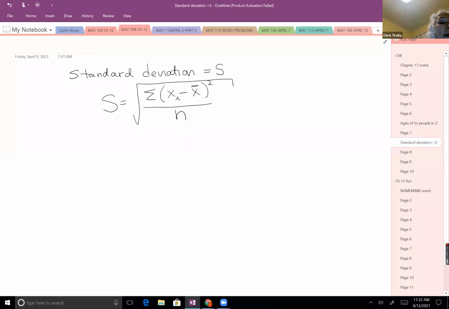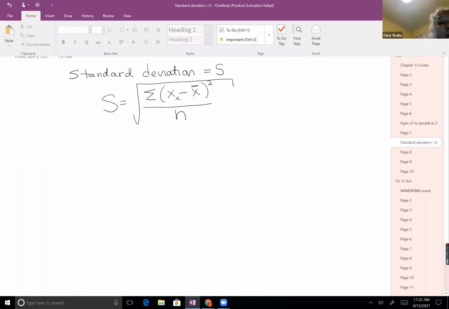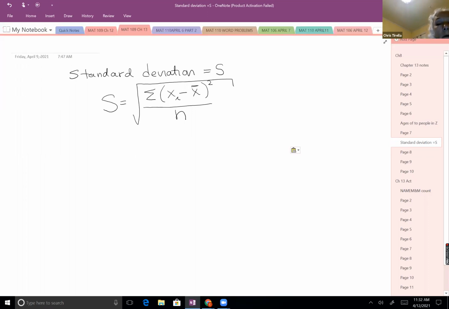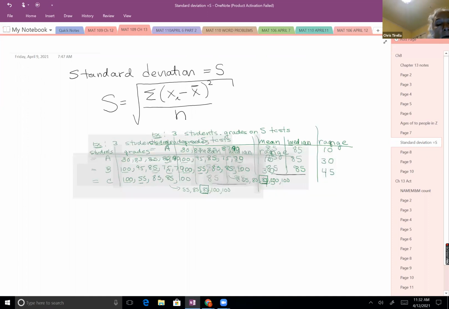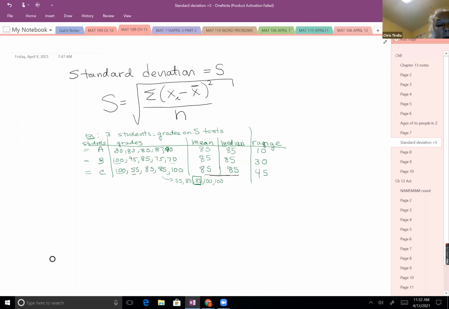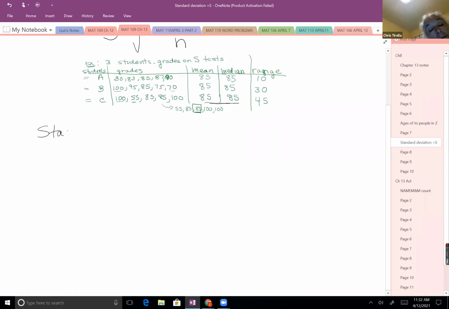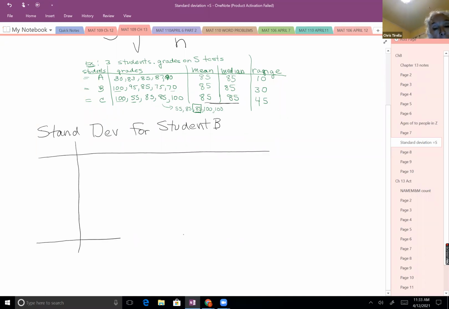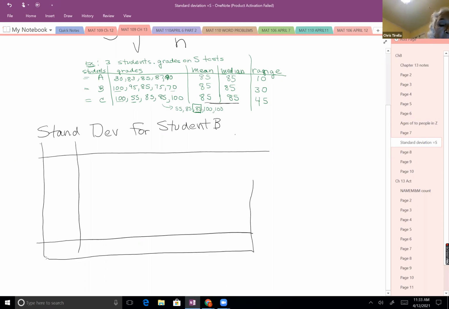We're going to look at it more as a process. And so to look at it as a process, we just found the standard deviation for student A. Let's find the standard deviation for student B. And again, I look at this as a process, and I think that making a table to help us find it keeps our thoughts a little bit more organized.